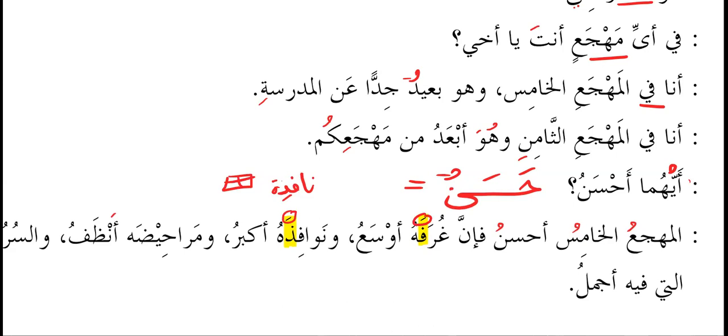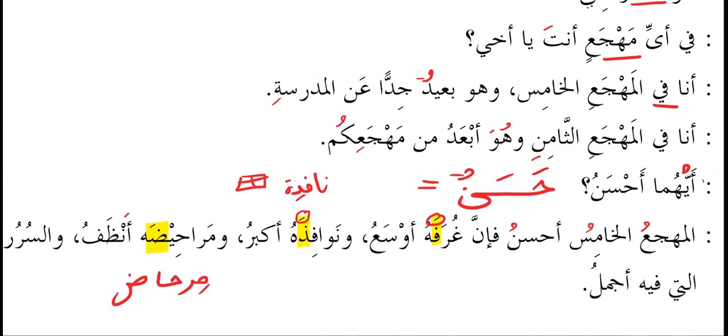Naam. وَمَرَاحِيضَهُ أَنْظَفُ. مراحيض جمع مرحاض. Number مرحاض. مرحاض is the prayer place isn't it? لا لا لا, that's محراب. حمزة, ما معنى مرحاض? I can answer. Who knows? Come on, mirhad, anybody? Toilet. Wa marahidahu, and its toilets are andafu. Cleaner. So nadifun andafu. Naam.